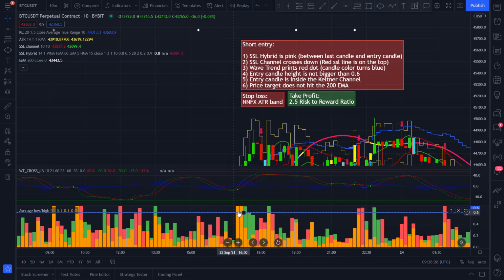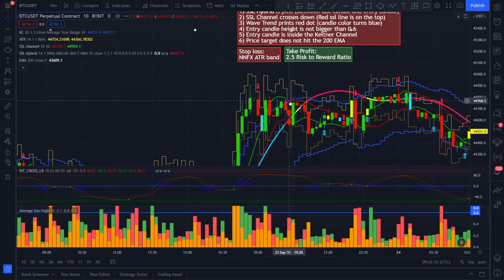Here you can see that these candles could not be an entry because it's above the 0.6 line. The fifth point, the entry candle needs to be inside the Keltner channel. And the sixth one is that the price target can't hit the 200 EMA. Stop loss placement and take profit placement are the same.